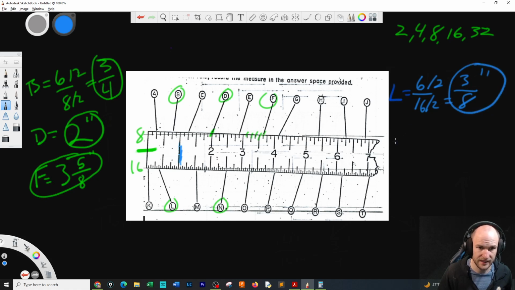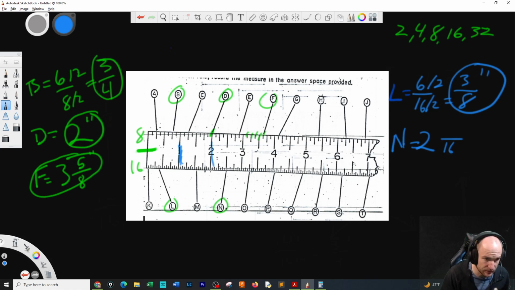And then the final one is N, and this is a big one. So N. First thing, we check if it's a whole inch, and it is. It's past 1, it's past 2. We don't get to 3, so it is 2 and something. So 2 and some kind of a 16th because it's a 16th scale.